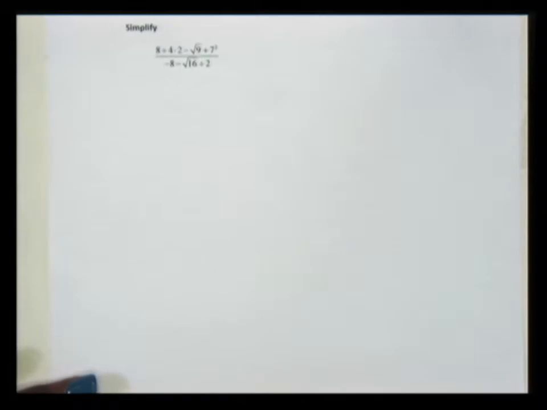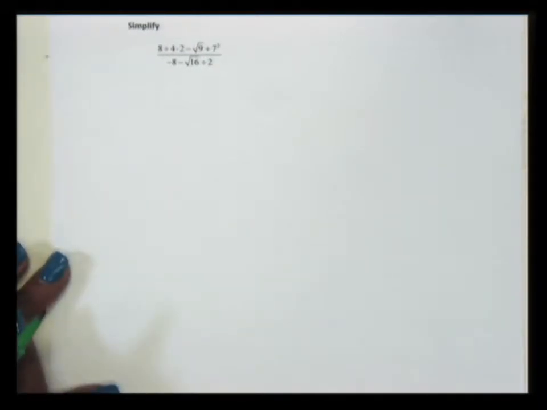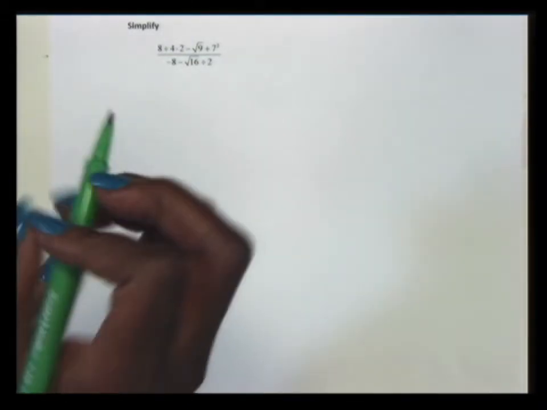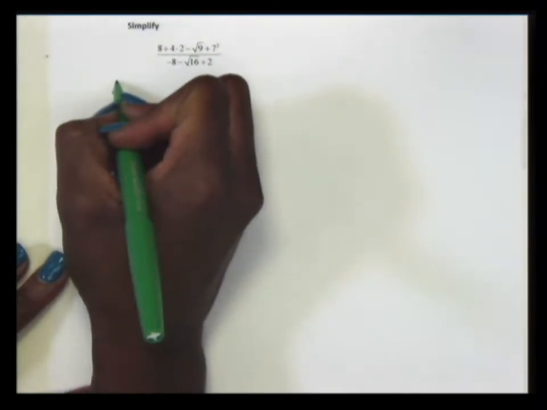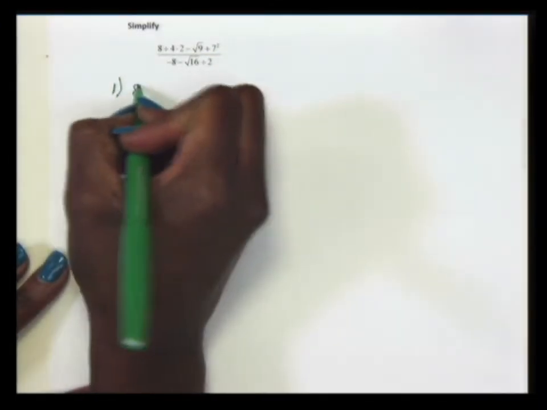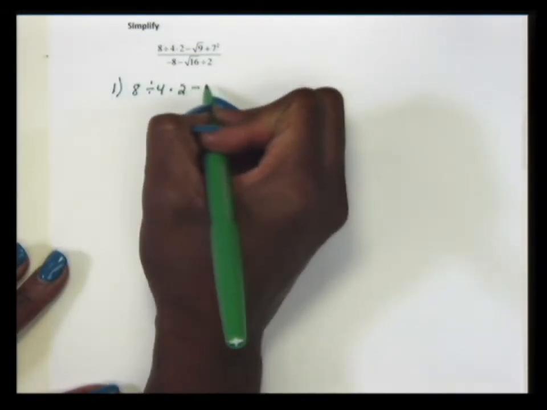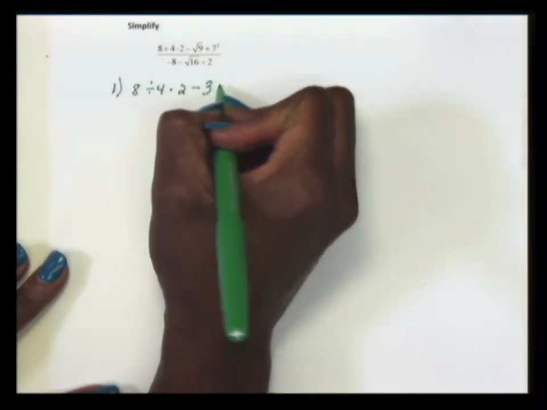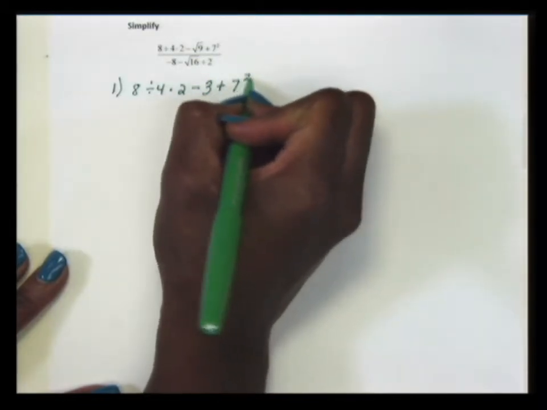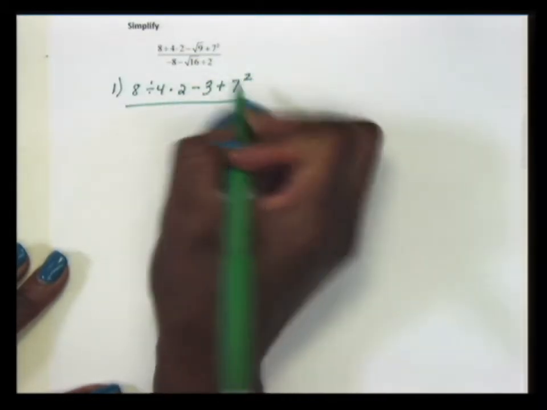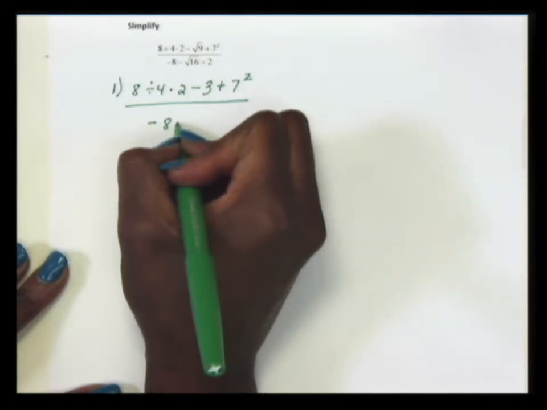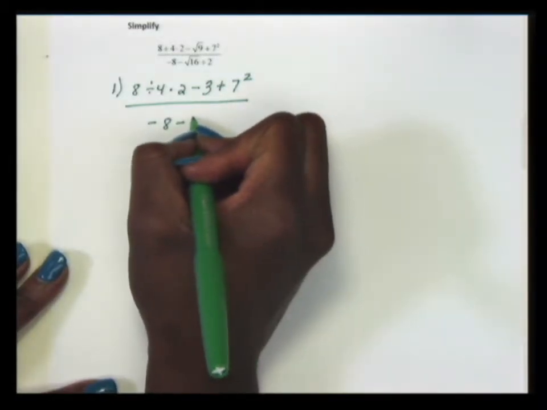Let's take a look at our example. In this problem, we have a fraction with several parts. So the first thing we do, according to order of operations, will be to take care of our grouping symbols. Everything else will stay the same. So I have 8 divided by 4 times 2 minus the square root of 9, which is 3. In my denominator, I have negative 8 minus the square root of 16, which is 4.